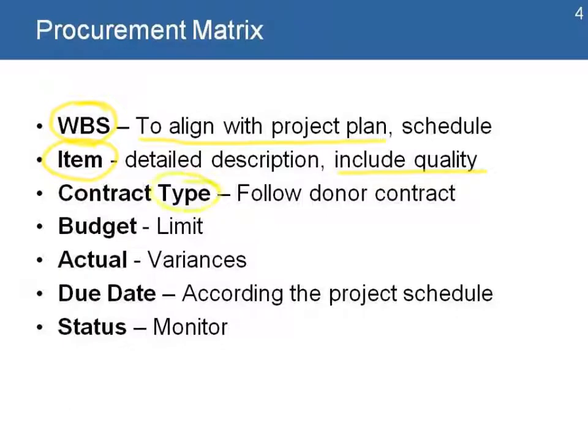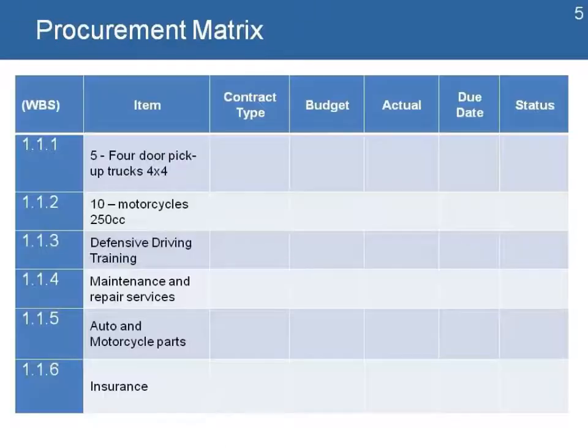We also list the contract type. In many cases it might follow donor contract requirements and how the project is going to be purchasing goods and services. We also identify the limit or the planned budget for that item. We also include a column so we can track the actual cost, so we can monitor any variances that we have. A due date, which is important, so we can manage that and align it to our project schedule, and a column where we also track and monitor the progress of this procurement.